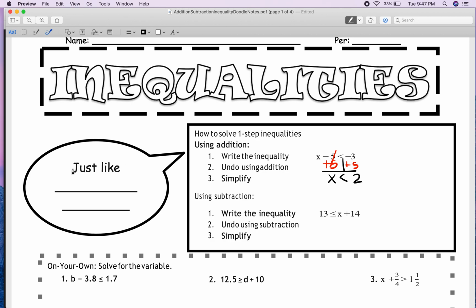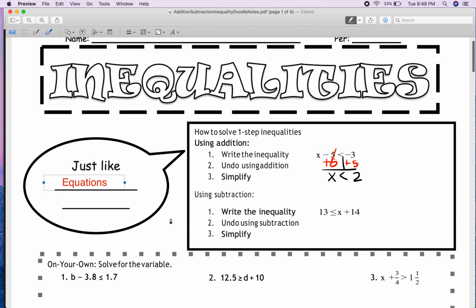Noticing the word bubble over here, it says just like. Solving inequalities is just like what? What is it similar to? Yeah, solving inequalities is just like solving equations. So we can write in that text box that it is just like equations. We are still going to use the inverses.